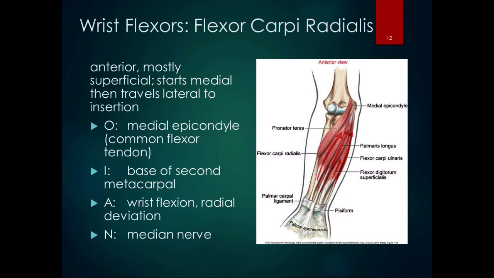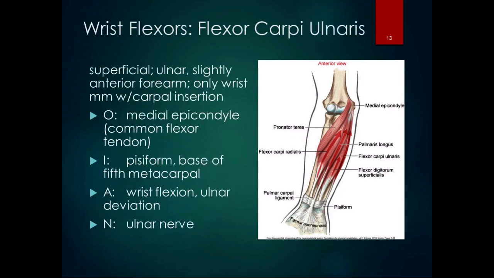So it has that line of pull for radial deviation and wrist flexion. Common flexor tendon at the medial epicondyle. Medial epicondylitis is golfer's elbow. That's the opposite, it's the flexion weakness, flexion strain. The base of the second metacarpal is the insertion. So there we are out on the radial side of the hand for the insertion. That gives us our radial deviation. Wrist flexion and radial deviation. We already knew that from the name though. It's on the radial side of the anterior portion, so it gets the median nerve.